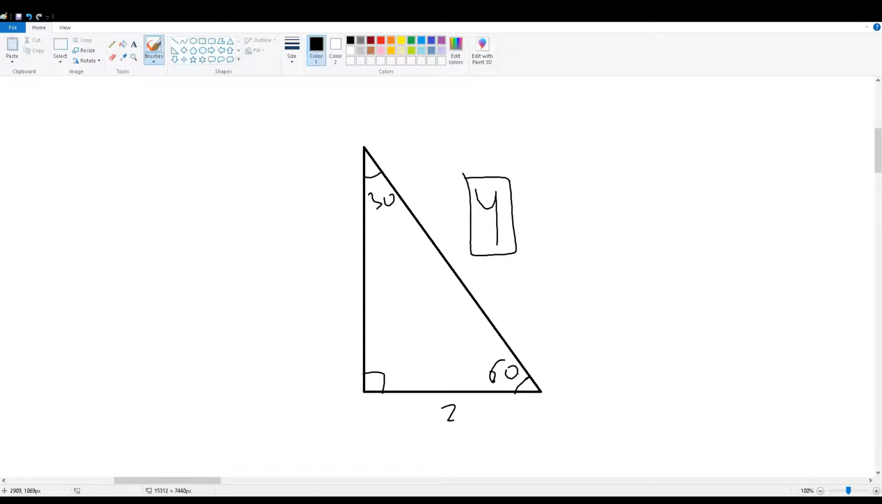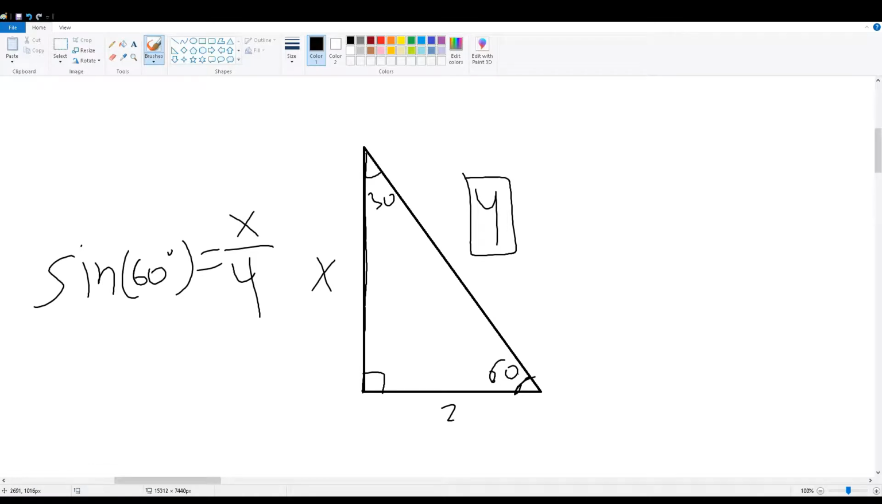So let's say I take the sine of 60 degrees. The sine of 60 degrees is going to be equal to opposite, which is, let's say, x, over 4. So what I did is I took the opposite side that doesn't make up the 60-degree angle, and I divided it by 4. So that's basically what sine means. And if we multiply by 4 on both sides, we get 4 times the sine of 60 degrees is equal to x.